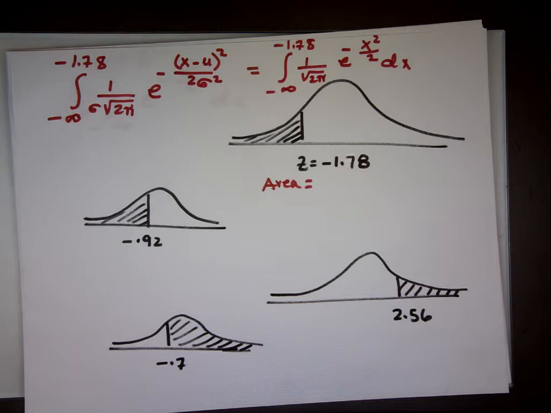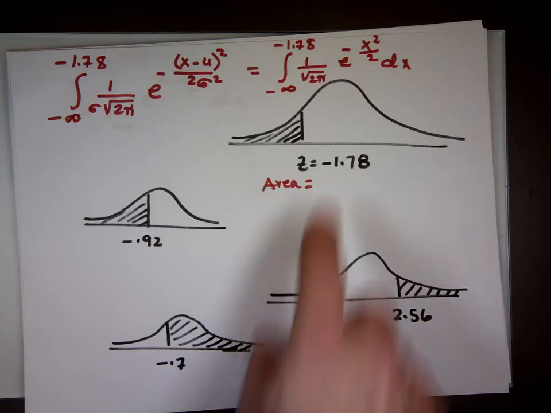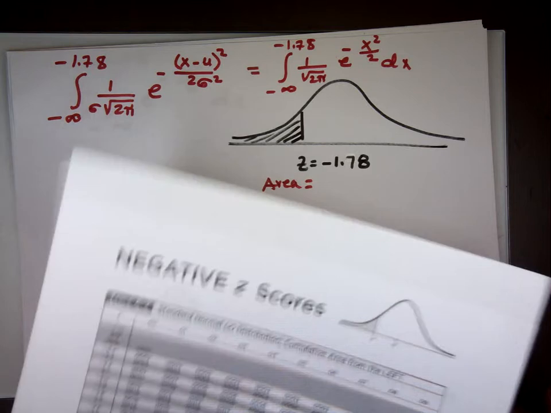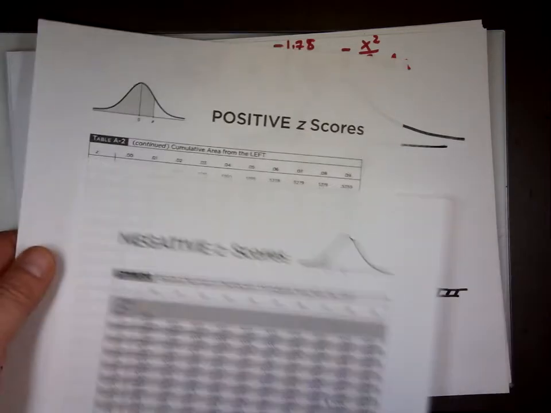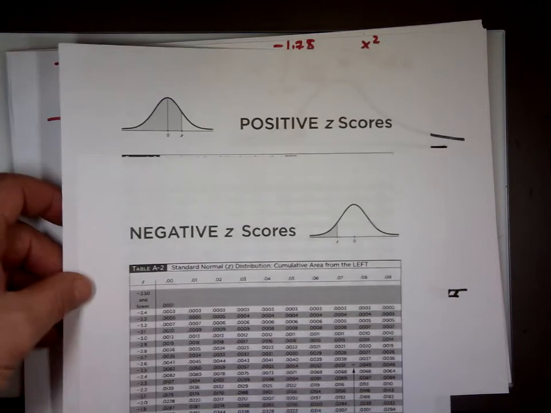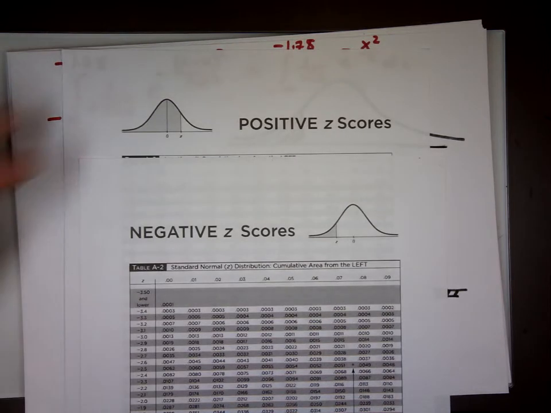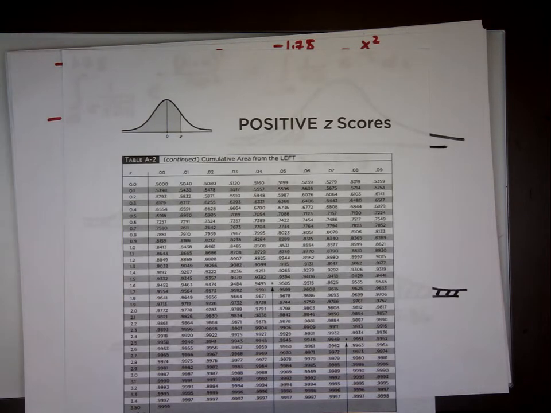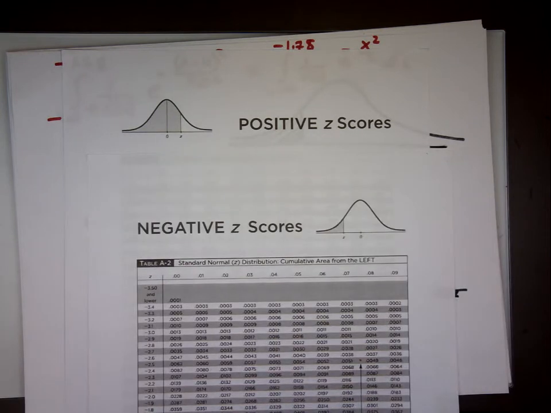I want to find the area to the left of negative 1.78. Notice this is a negative z-score. You see that? Negative. I have two tables for normal distribution. One is called the negative score. One is called the positive score. Can you see them? Two of them. This is the positive score. This is the negative score. This is to replace the integration.